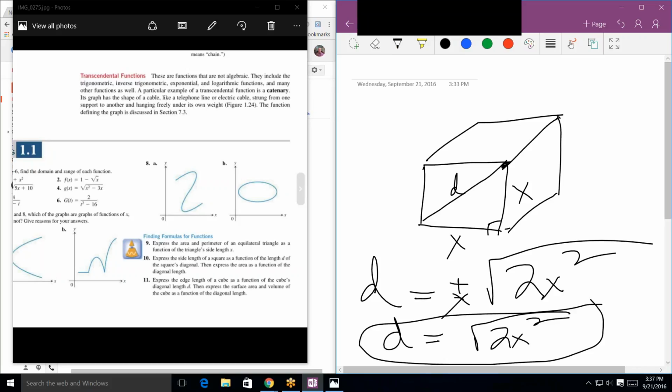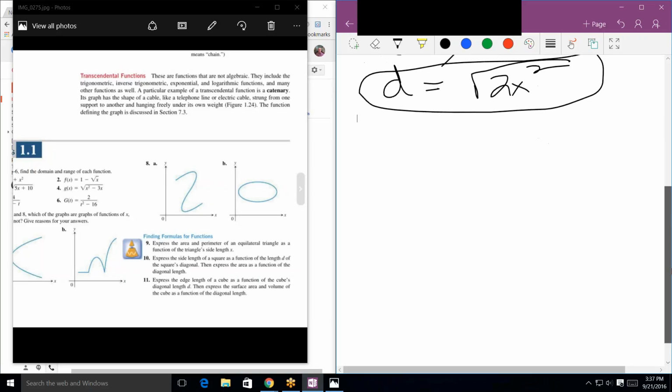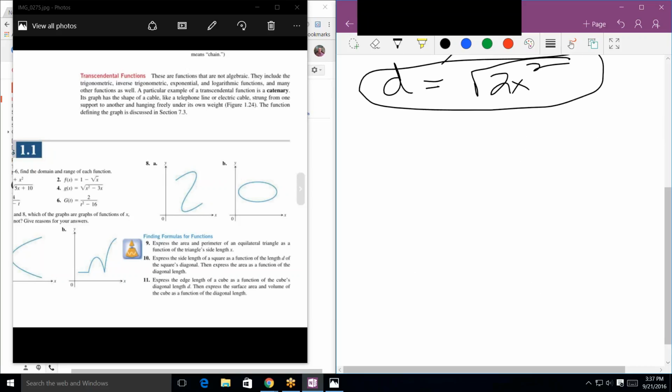What's the next step? Do the square root of 2x squared. Not the square root of. We're trying to solve for x. We've got to get rid of the radical sign. How do we do it? Square. Yeah, square both sides.